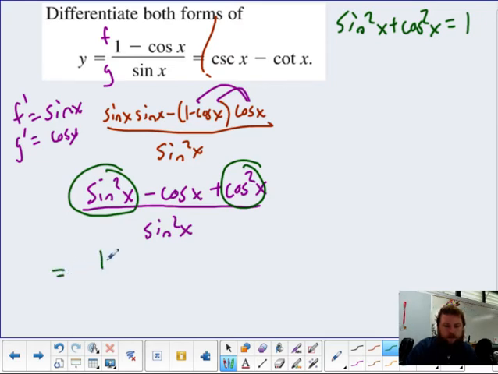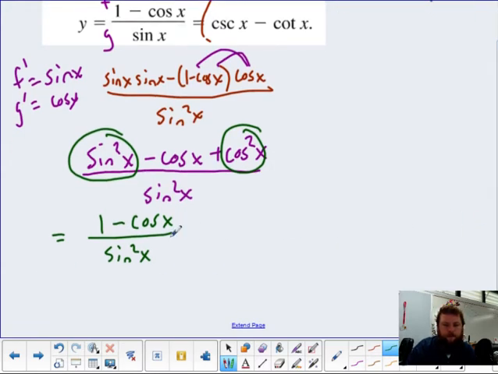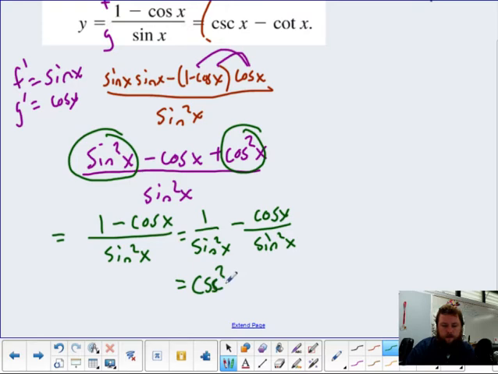So I can rewrite this as (1 minus cosine of x) over sine squared of x. All right? And if I broke this up into two separate fractions, I would get 1 over sine squared of x minus cosine of x over sine squared of x. And rewriting that, it's the same thing as cosecant squared of x minus cotangent x cosecant x. All right, so that's what I came out to on the left.